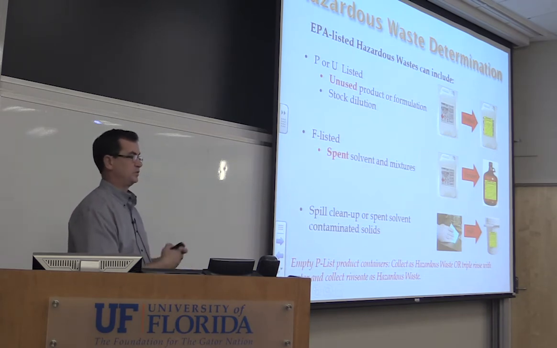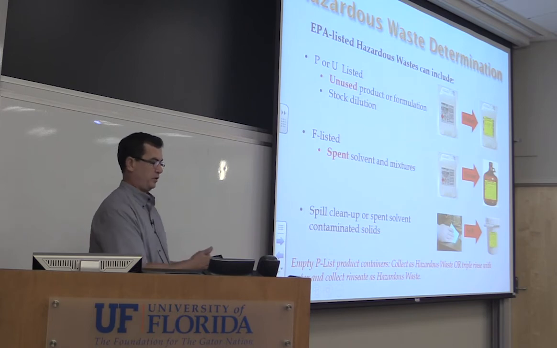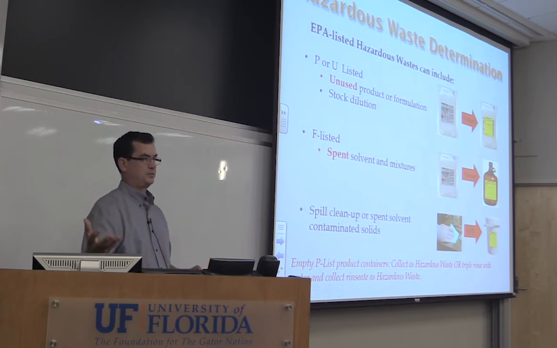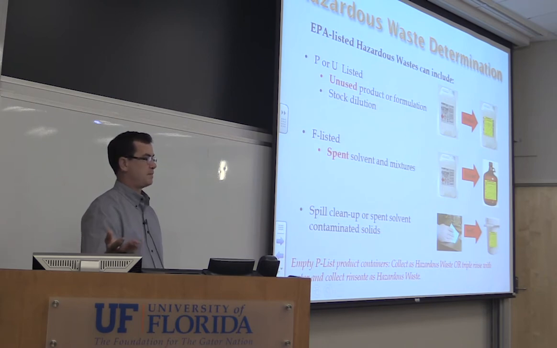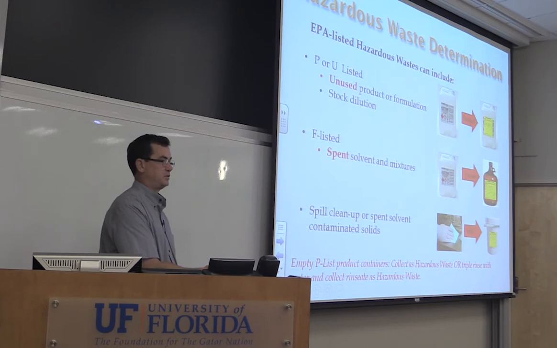Now, F-listed, once it's spent, that becomes hazardous waste when you dispose of it. So you've run your process, this spent solvent waste or mixture becomes hazardous waste when you get rid of it. The other part is if you mix these listed materials with anything else for disposal. I've spilled my P-listed or U-listed material. I clean it up, that whole mixture becomes listed waste.